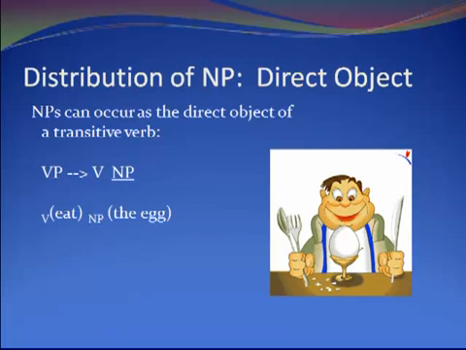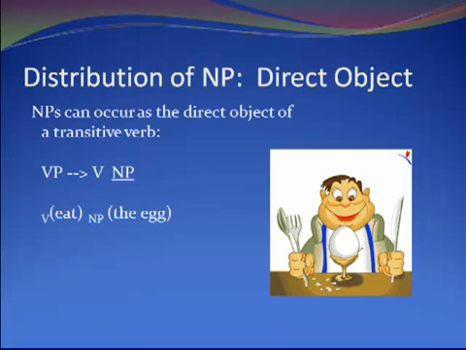Now, in addition to subjects, noun phrases can occur as direct objects, and normally what that means is that they occur next to the verb. So if you've got a situation here, you see the man, he's eating the egg. You've got the verb eat, that's the head of the verb phrase, and then next to the verb you've got the noun phrase, the egg. And because the egg is next to the verb in this verb phrase, it is the direct object.